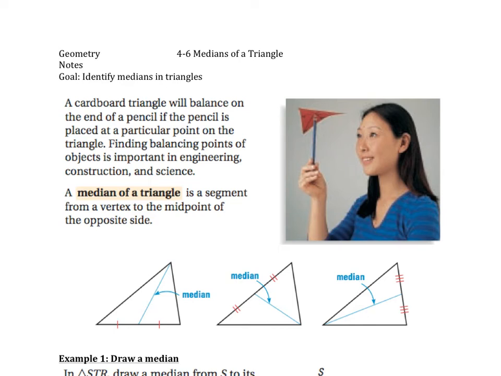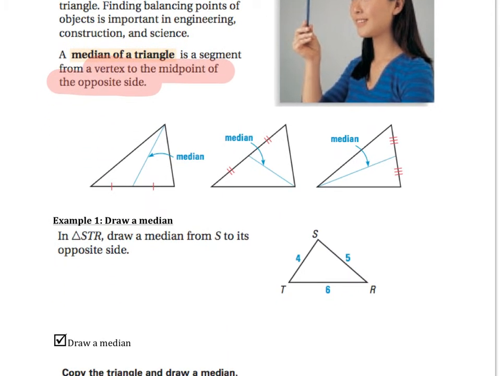This lesson is about medians of a triangle. A median is a segment from a vertex to the midpoint of the opposite side. Illustrated here are medians from a vertex to the opposite side, and it's a midpoint, so it splits that into two congruent pieces.